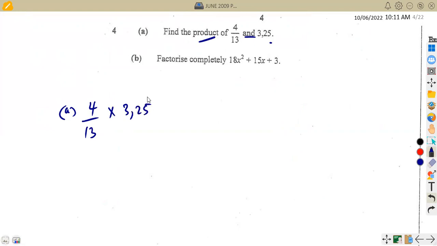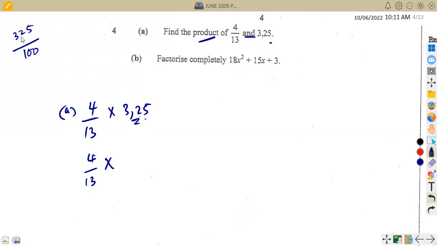What can we do? So many ways. You're not told to leave your answer as a common fraction or as a decimal. So you can actually convert if you want. You can convert this to a common fraction. So it's going to be 4 over 13 multiplied by 3.25, which is the same as 325 over, how many decimal places do we have? 1, 2. So it's going to be over 100.